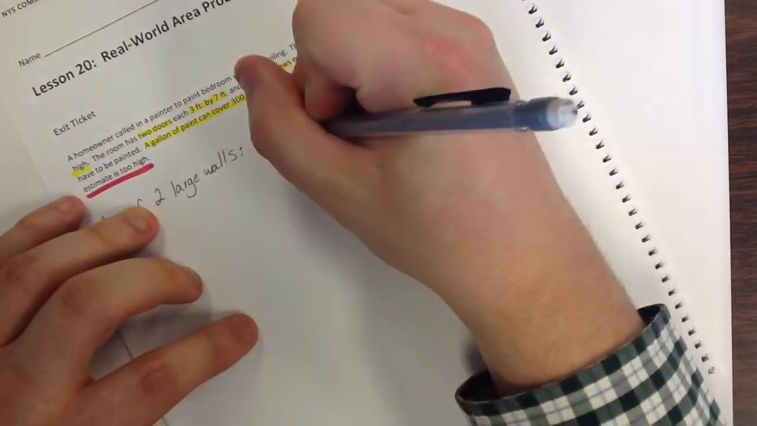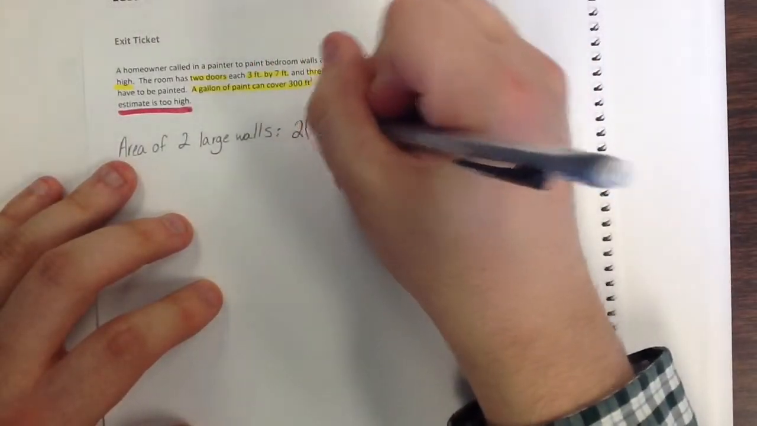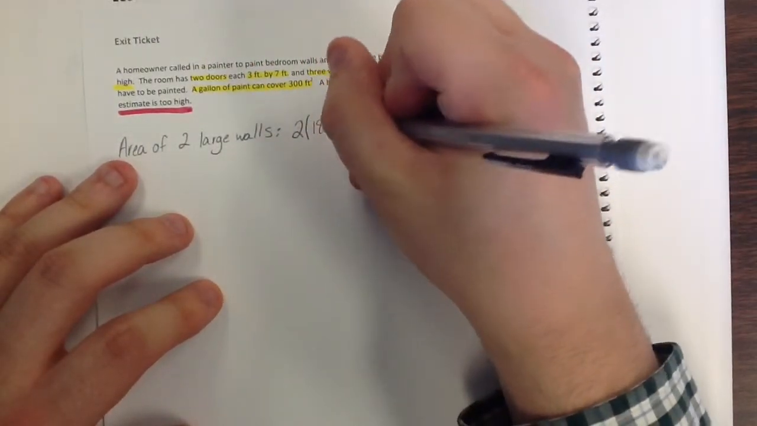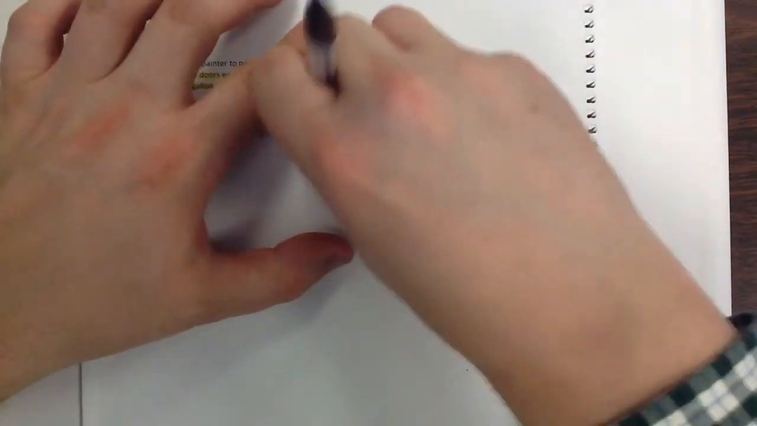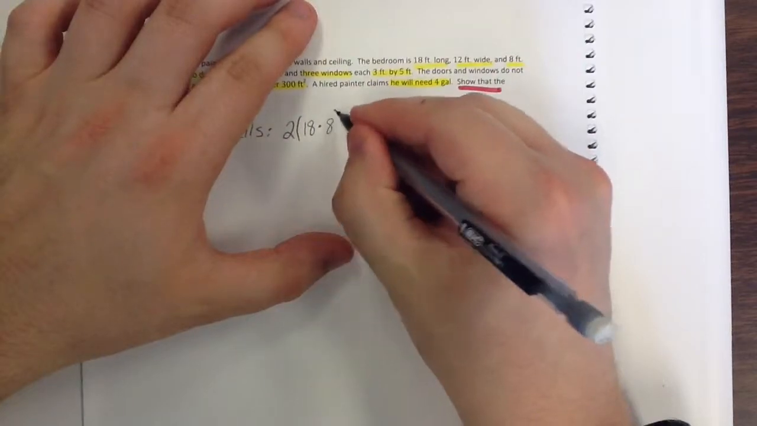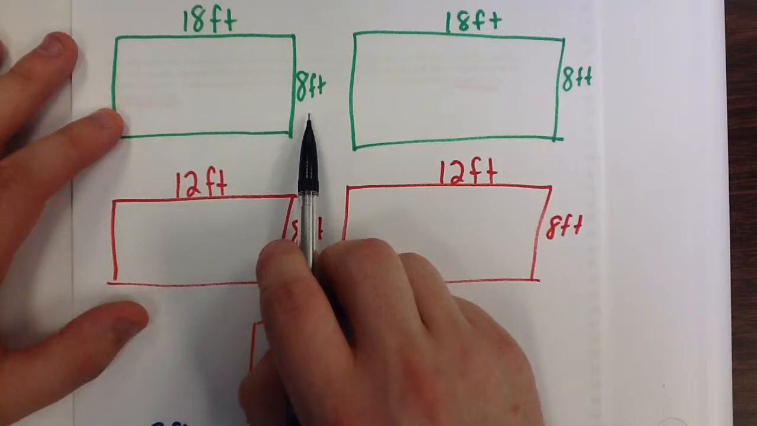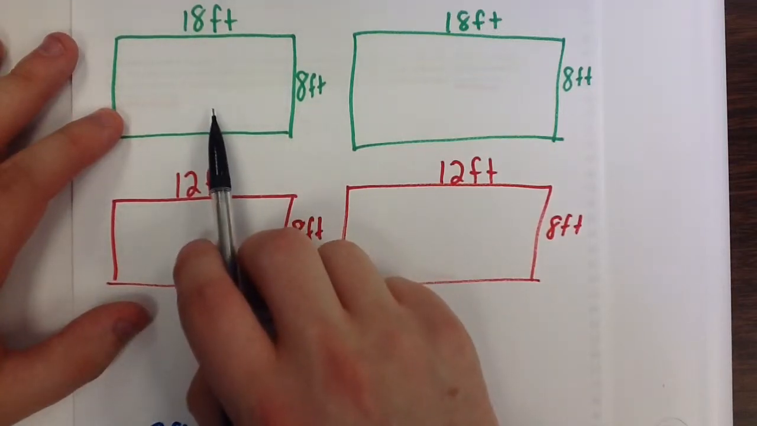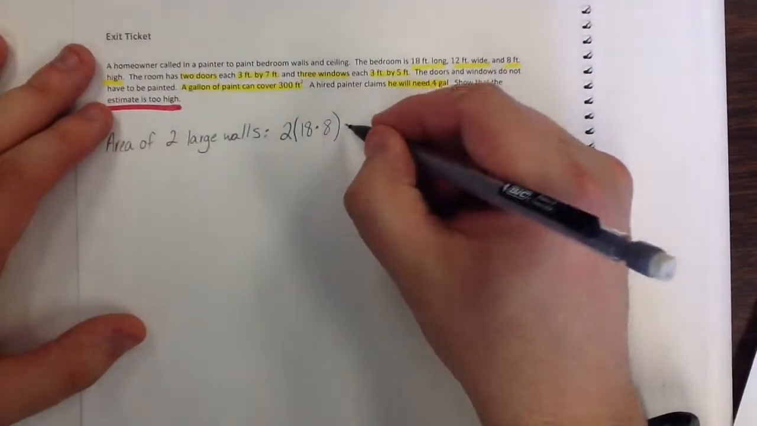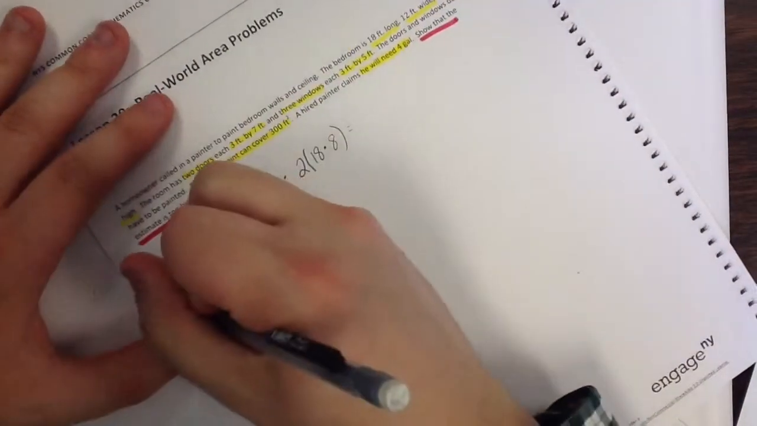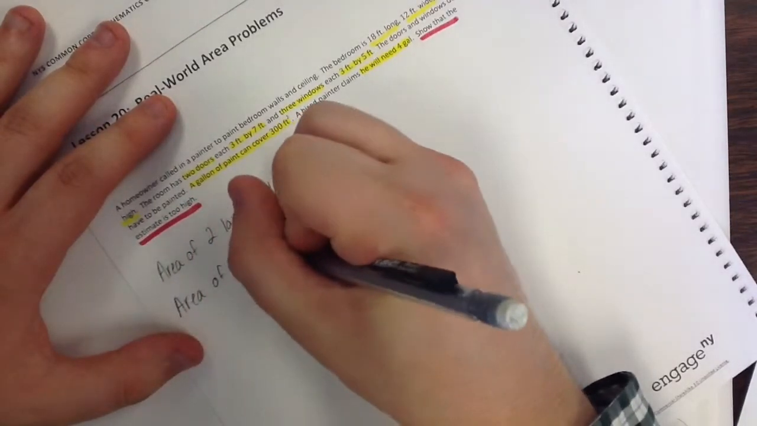So I'm going to write 2 times length times width. The length is 18, multiplied by the height, or the width, which is, oh, not 6, sorry, 8. You can see where I got that from. 18 times 8 gives us the area of this wall, and multiplying by 2 signifies 2 walls. Then we're going to do the area of the 2 small walls.